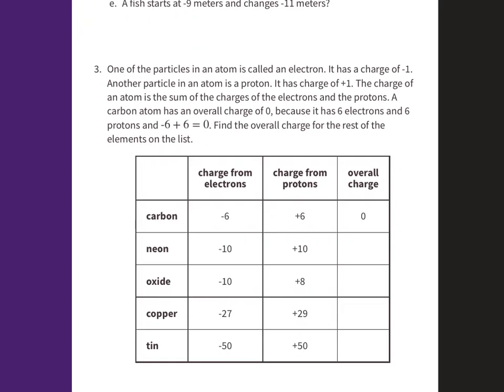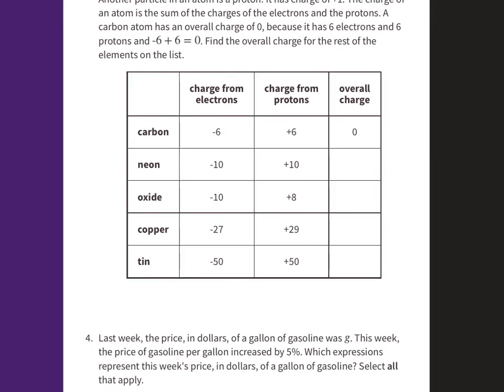On number 3, it says one of the particles in an atom is called an electron. It has a charge of negative 1. Another particle in an atom is a proton. It has a charge of positive 1. The charge of an atom is the sum of the charges of the electrons and protons, meaning we're going to add them together. So use your calculator and add these numbers together. Negative 6 plus 6, negative 10 plus 10, negative 10 plus 8, negative 27 plus 29, and negative 50 plus 50. Use your calculators, okay? Remember, if you have any questions, you can always ask.